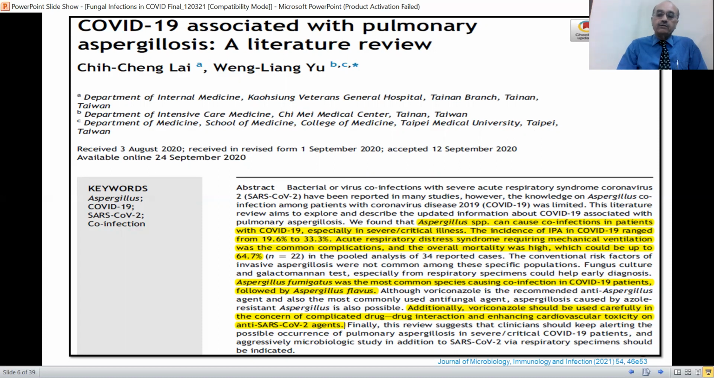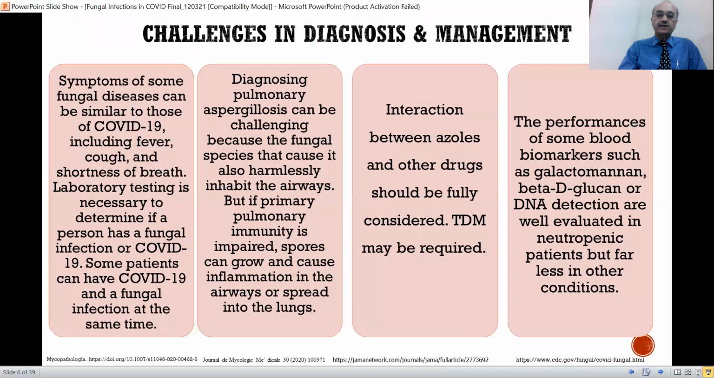Regarding the treatment, we know that voriconazole is a treatment of choice for aspergillosis, but in these COVID-19 patients, we have to be cautious about giving voriconazole. Voriconazole has a lot of drug-drug interactions, so therapeutic drug monitoring of voriconazole is mandatory, and it can also enhance the cardiovascular toxicity of some of the anti-SARS-CoV agents which we use in these patients.